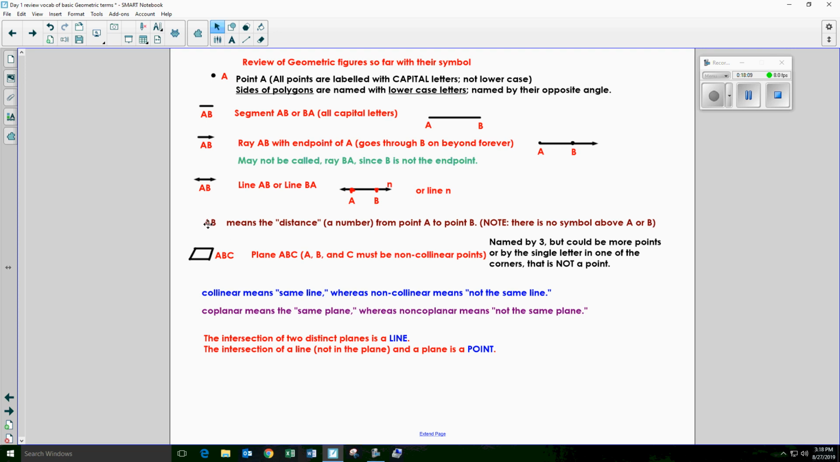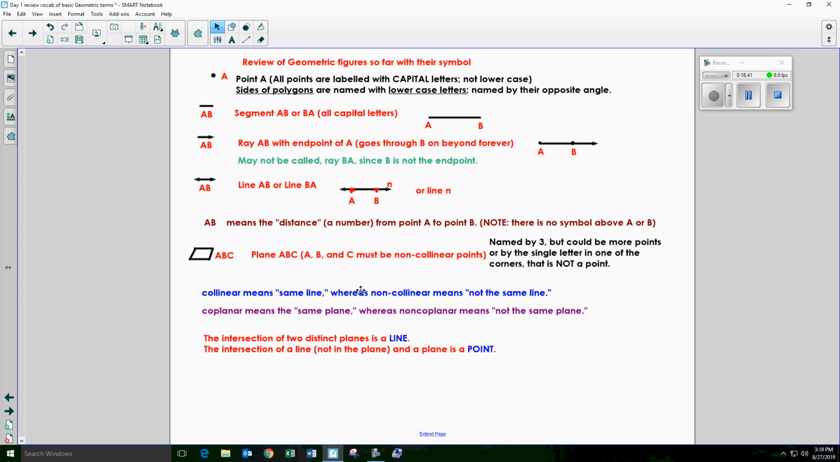You don't read this "AB", you read this as the distance from A to B, or the length from A to B. Okay. A plane, here's the plane symbol. Remember, it's just a flat piece that goes on forever in all directions. You must name it with 3 or more non-collinear points, 3 being the most common one used, or by a letter in the corner. It cannot have a point next to it.